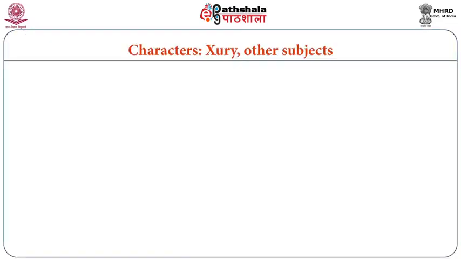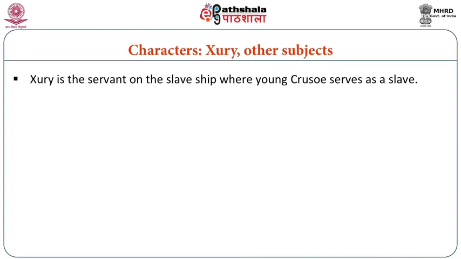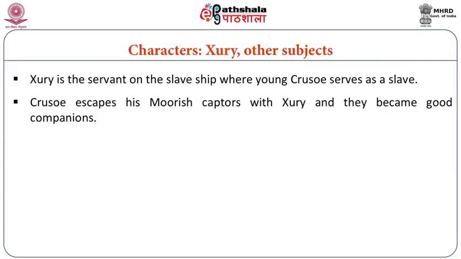Now there is of course Zuri, and then there are the other subjects within the text as well. Zuri, who is the servant on the slave ship where Crusoe himself served as a slave, is also the person who stands for the black man who will always continue to be a slave as long as there is a white man around who will exploit him. Now, when Crusoe and Zuri escape, they become good friends, they are companions. And yet, eventually, Zuri is sold. So that selling of Zuri is what is important in that relationship.